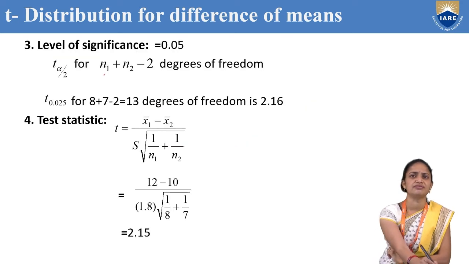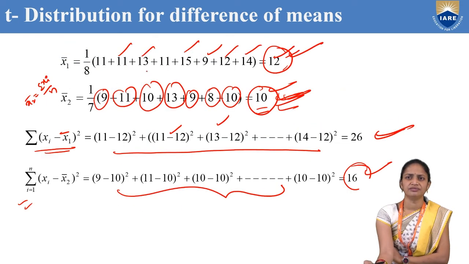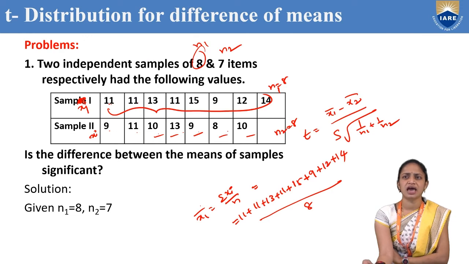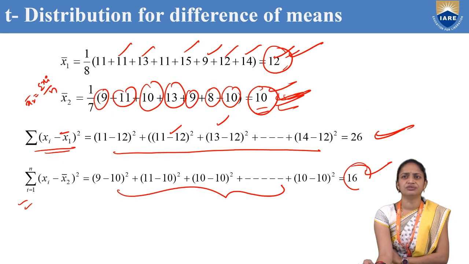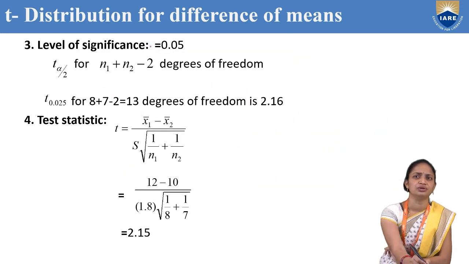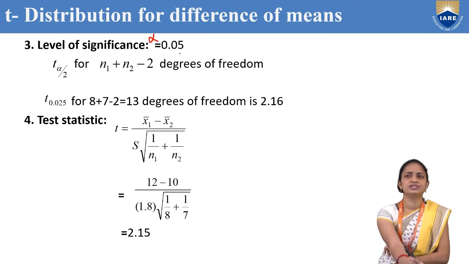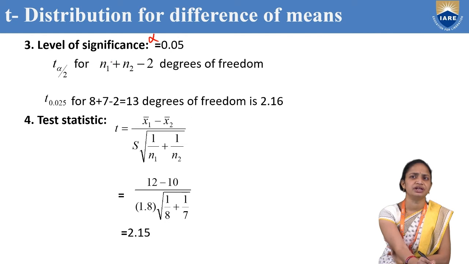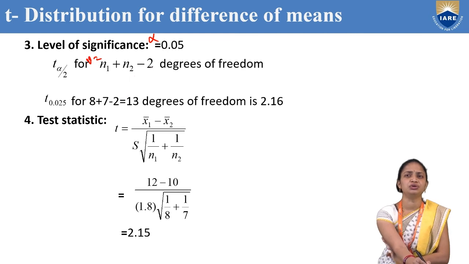Now coming to the level of significance. Here we have to assume that they have not given the alpha value, right? So we have to assume alpha equal to 0.05. In t distribution for difference of means, we need to take t alpha by 2 at nu equal to n1 plus n2 minus 2 degrees of freedom.